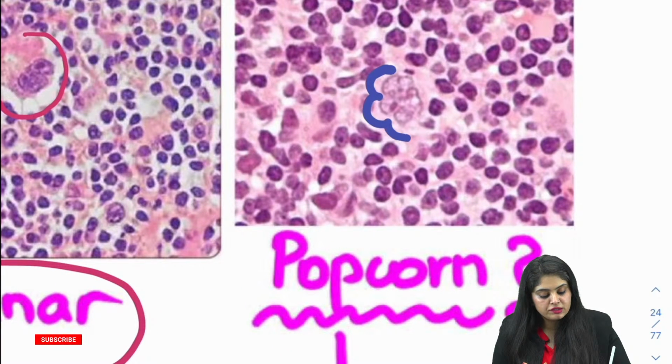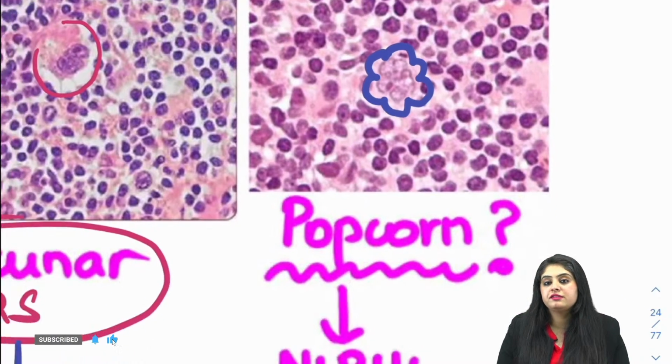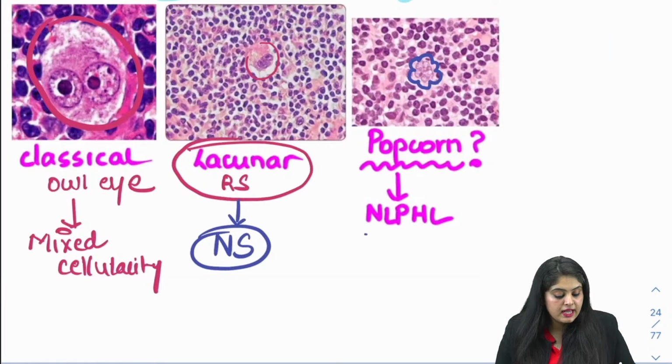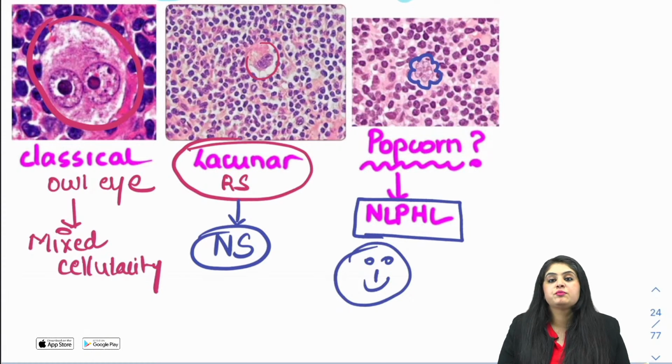Okay, having said that, now coming to the last one, easiest to identify, and that is, ma'am, it's looking just like a popcorn. Easiest, tastiest cell, popcorn RS cell. Which disease are you thinking of? NLPHL. Prognostically, popcorn very tasty. Prognostically, it's got the best prognosis.